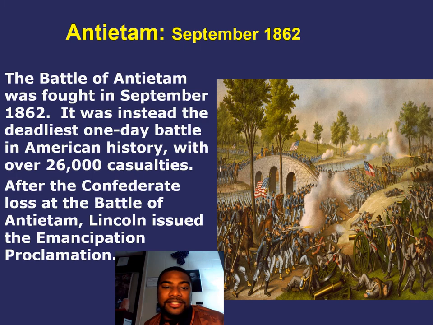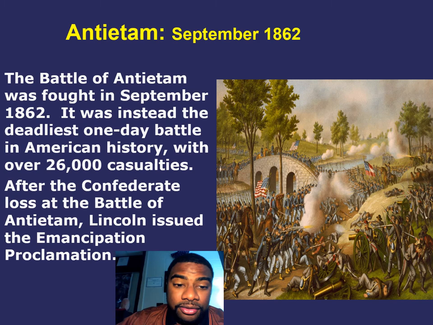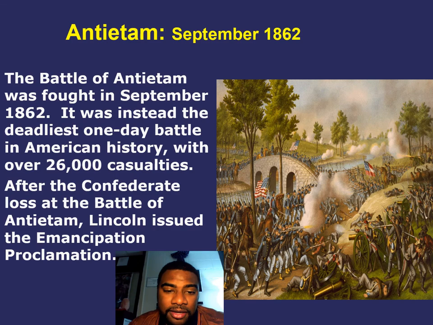September 1862. The Battle of Antietam was fought in September 1862. It was the deadliest one-day battle in American history, with over 24,000 casualties. After the Confederate loss at the Battle of Antietam, Lincoln issued the Emancipation Proclamation.